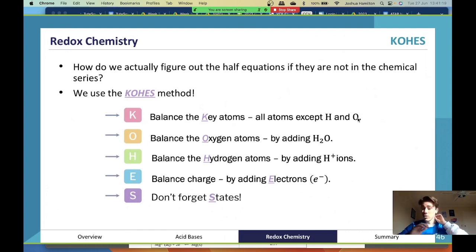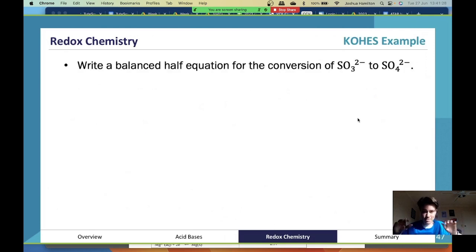So the best way to learn the COES method is to go through an example. So we're going to slowly go through this example. For those of you who are at home, please have a go at this first. Please pause this video and just have a go.